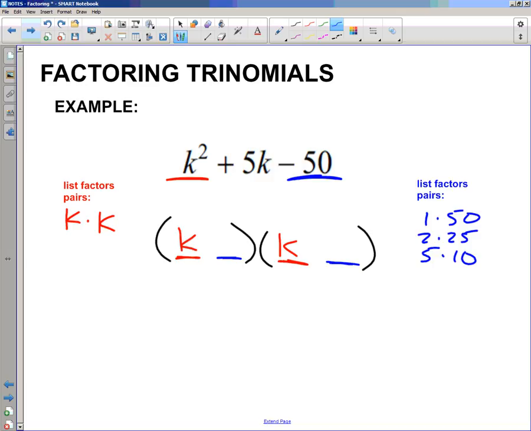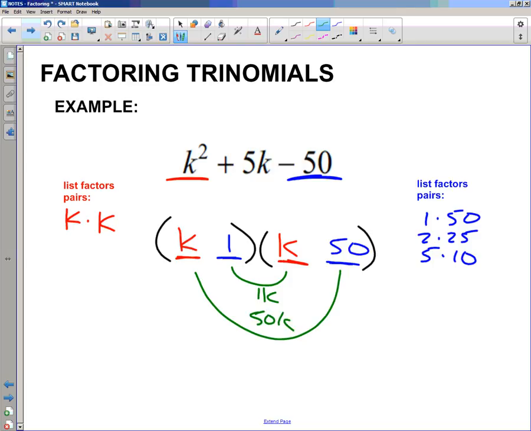So what I'm going to do now is guess one of those pairs. I'm going to guess the 1 and the 50 because that's what came first. So we'll guess those, and we're going to check to see if that is correct. To do the check, we need to do the O and the I part of FOILing. 1 times k is 1k. 50 times k is 50k.